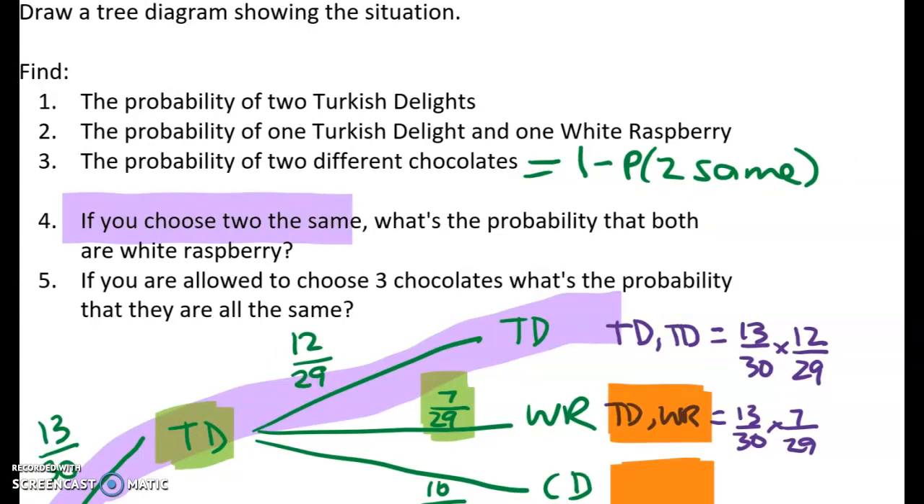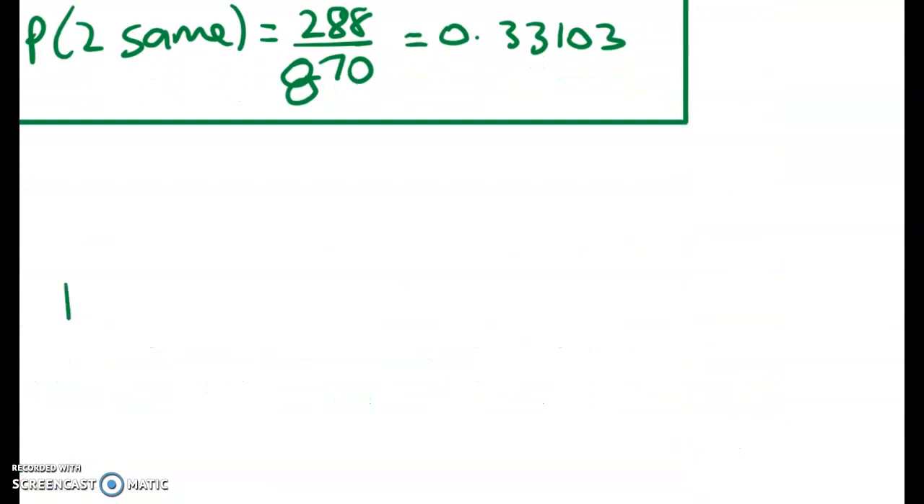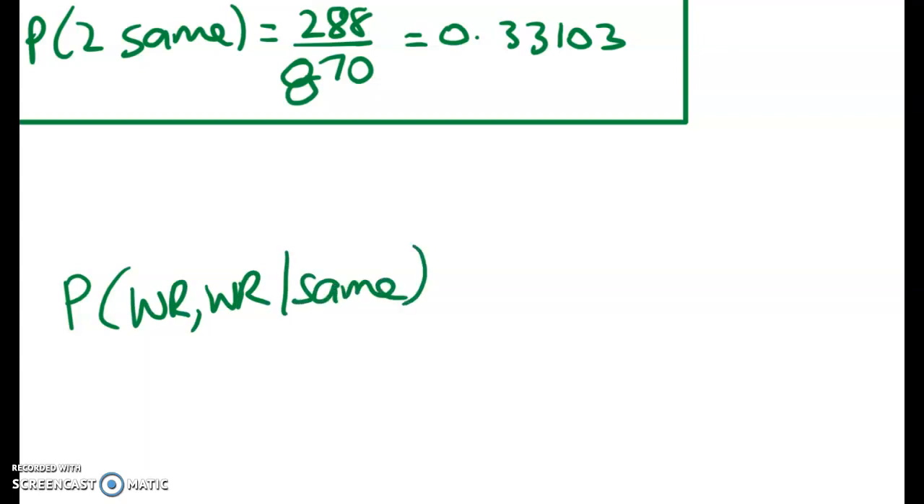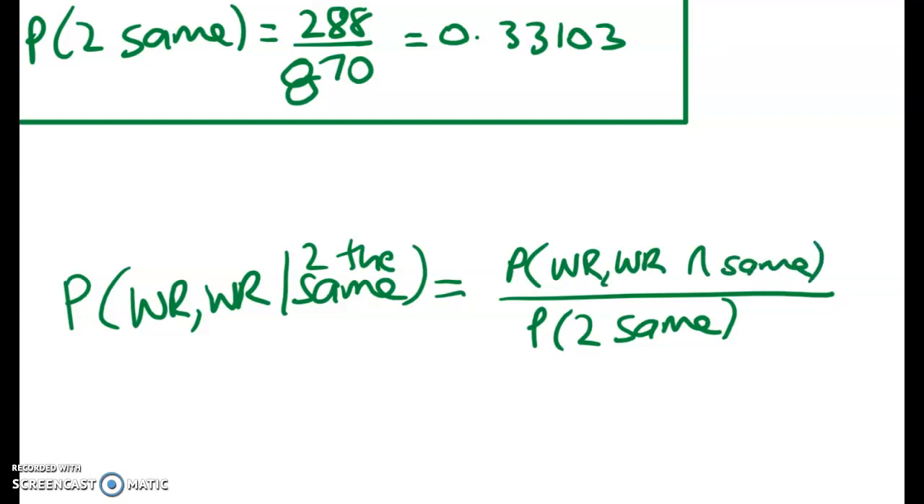If you choose 2 the same, what's the probability that both are white raspberry chocolates? So this is a conditional probability, right? Because I'm only interested in those times where I got 2 the same. So the probability that I'm trying to find is this. Right, so it's the probability that we get 2 white raspberries given that we've got 2 the same. If you're not comfortable with this, it's probably because you haven't watched video 1 and video 2 where I do conditional probability. So the way we find a conditional probability is that we limit ourselves to the cases where we've got 2 the same, and then we say, well, when have we got 2 that are the same and white raspberry, white raspberry.